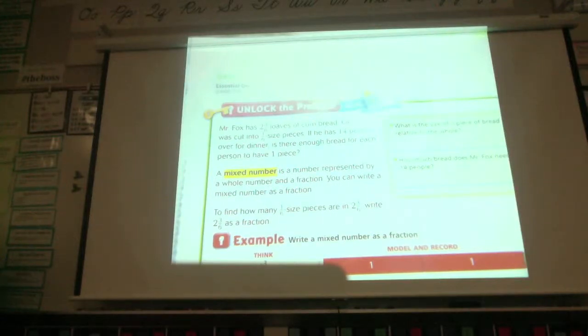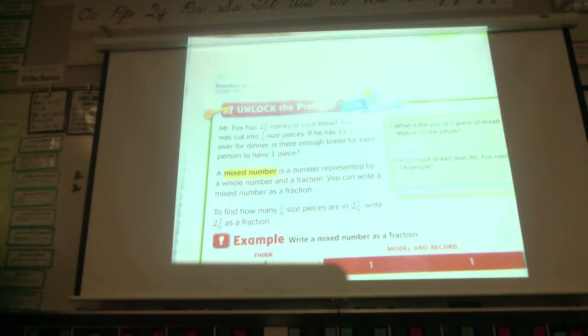Mr. Fox has 2 3/6 loaves of cornbread. Each loaf was cut into 1/6 size pieces. If he has 14 people over for dinner, is there enough bread for each person to have one piece?